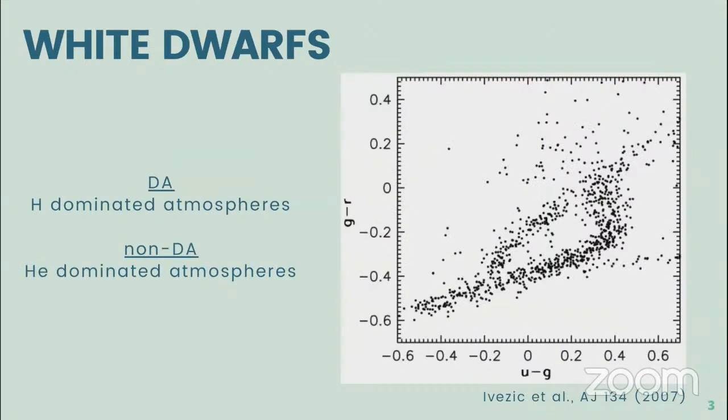There are mainly two types of white dwarfs. One are called DAs, and they have hydrogen-dominated atmospheres. The other type are non-DAs, which have helium-dominated atmospheres. In color diagrams, here I show G minus R color against U minus R color. We can see that they separate into two sequences: this one corresponds to DA white dwarfs, and the other one to non-DA white dwarfs.